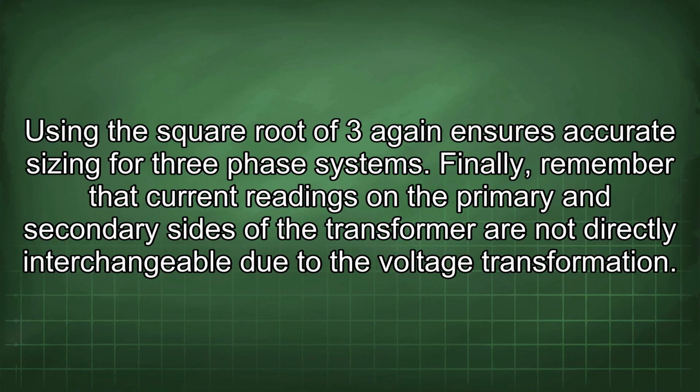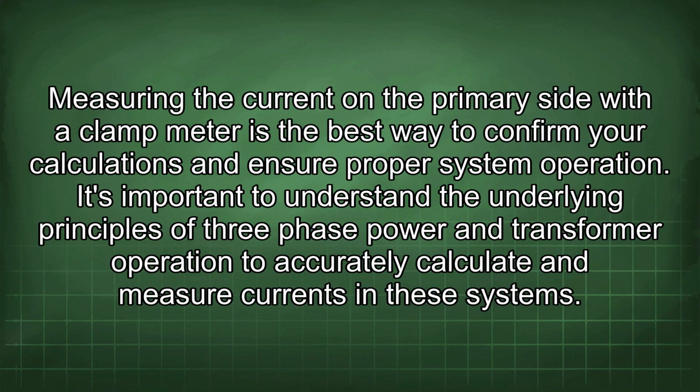Finally, remember that current readings on the primary and secondary sides of the transformer are not directly interchangeable due to the voltage transformation. Measuring the current on the primary side with a clamp meter is the best way to confirm your calculations and ensure proper system operation.